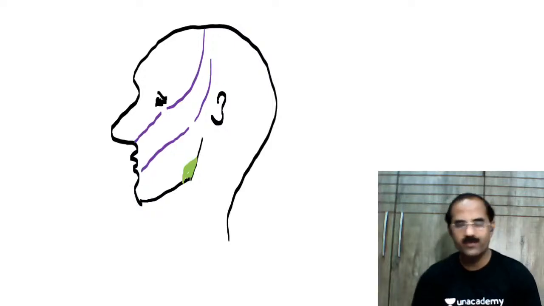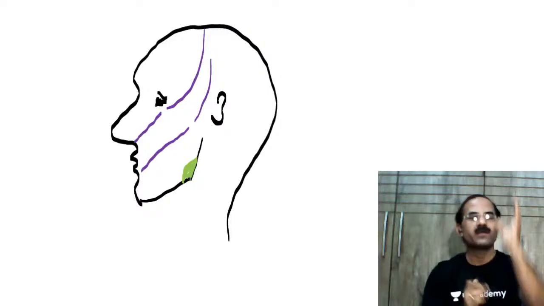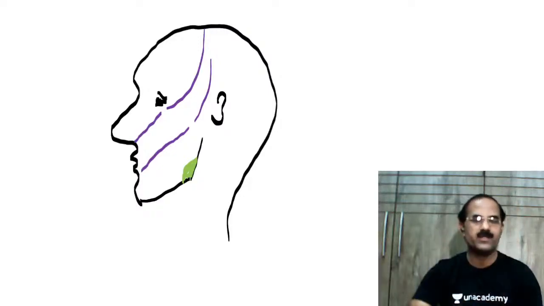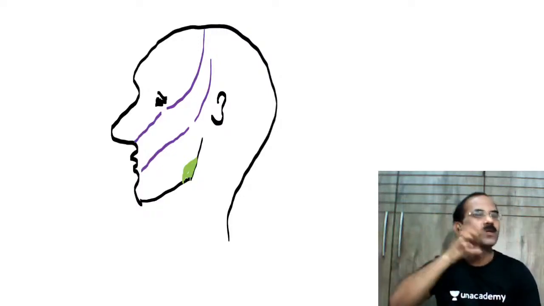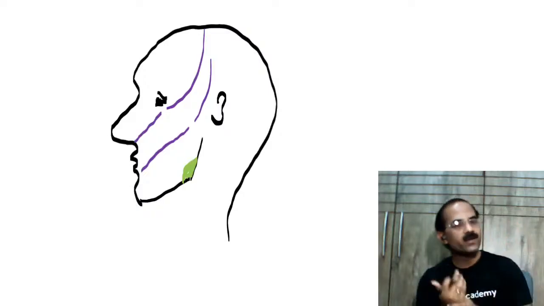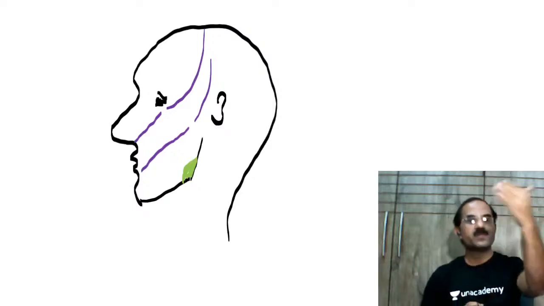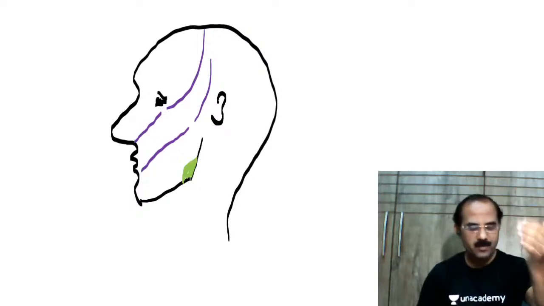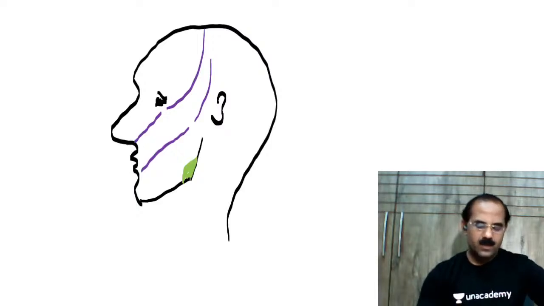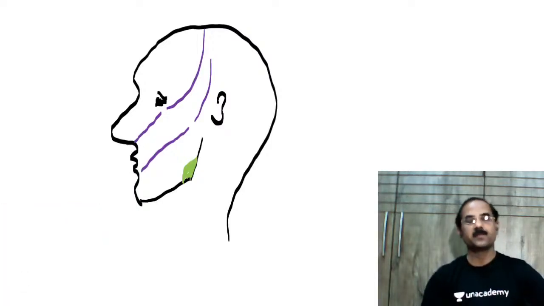Very good, all of you. You're answering very well. So the entire face sensory supply is by the trigeminal nerve through its three divisions: ophthalmic, maxillary, mandibular, except a small area over the angle of the mandible supplied by the greater auricular nerve, which is a branch of the cervical plexus. C2, C3.